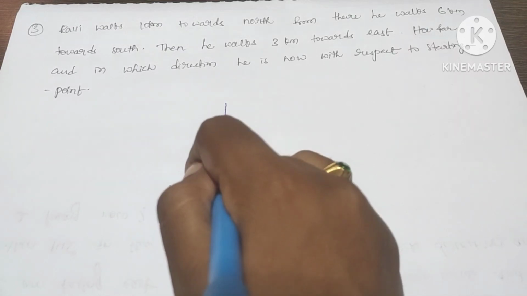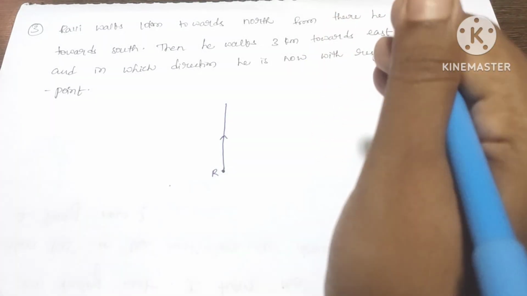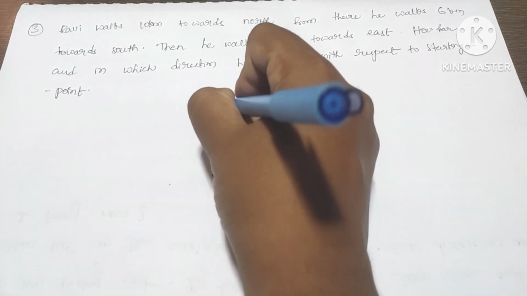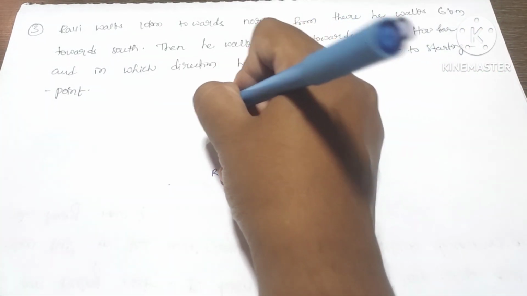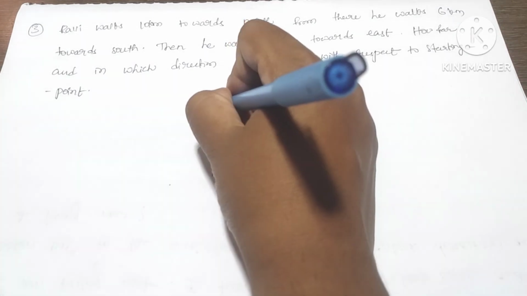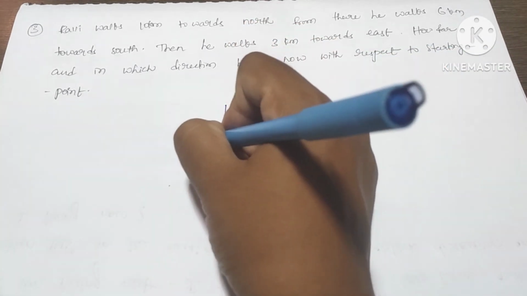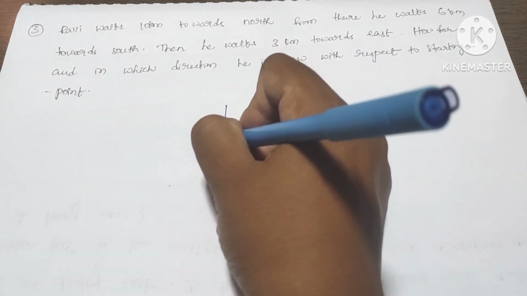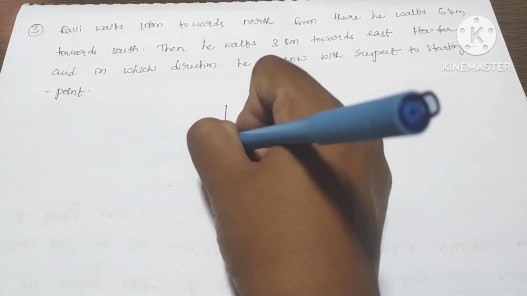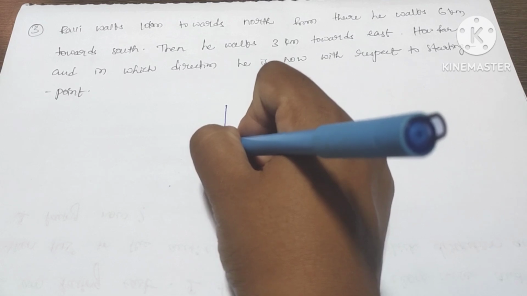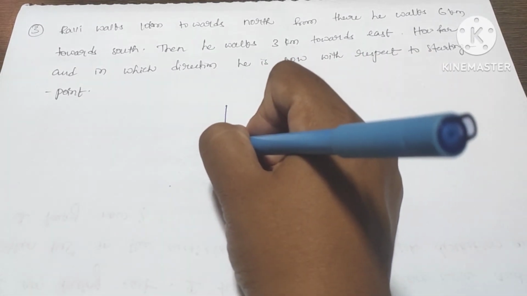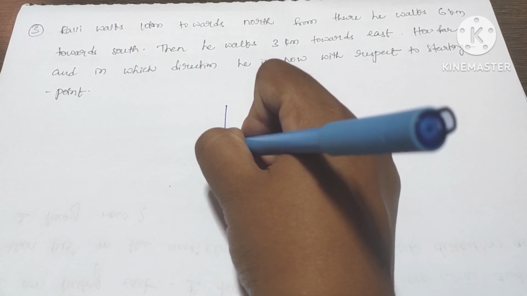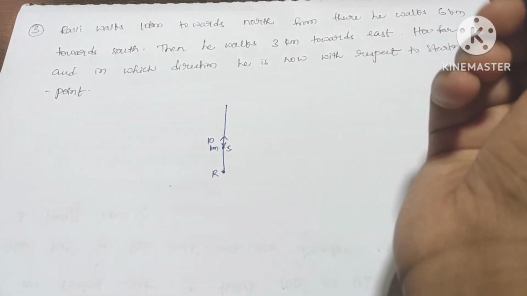Take Ravi as R. From there, he walks 6 kilometers towards south. From here, south means downwards, right? From here, he walks 6 kilometers towards south. Actually, this distance is 10 kilometers. From here, he walks 6 kilometers towards south, and he reaches this point. Now, take it as S.